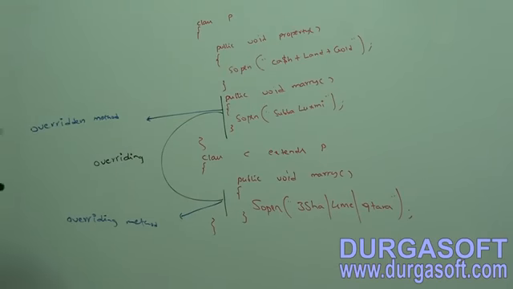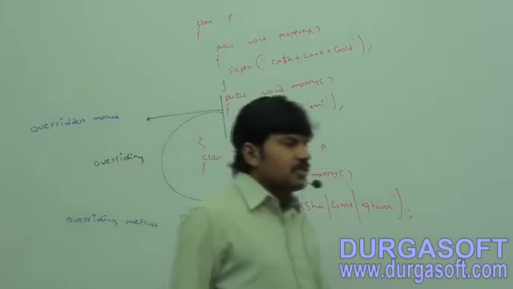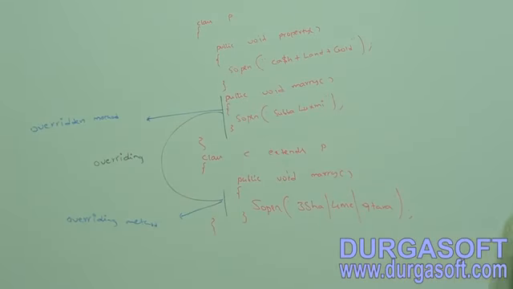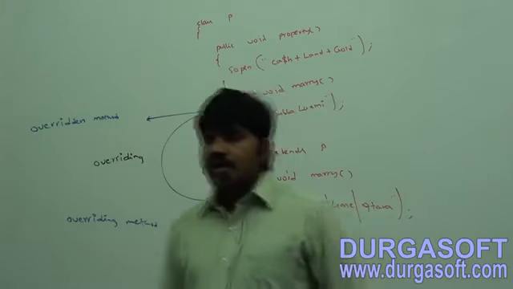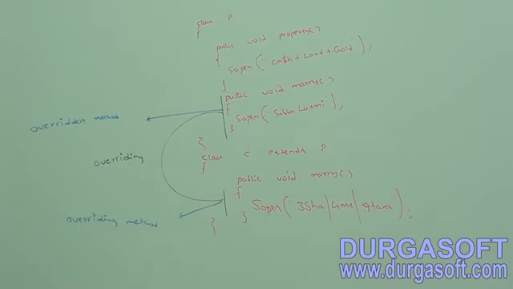So if the child class is not satisfied with the parent class implementation, then the child is allowed to redefine that method based on its requirement. This process is called overriding. The parent class method which is overridden is called the overridden method. The child class method which is overriding is called the overriding method.